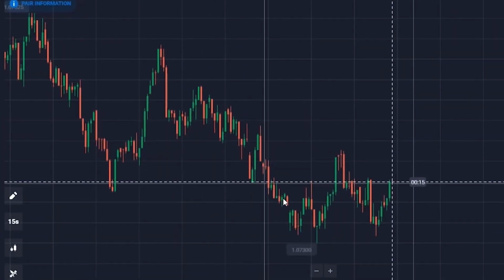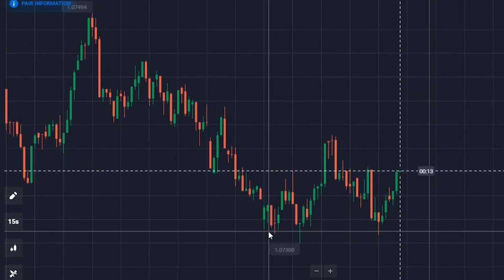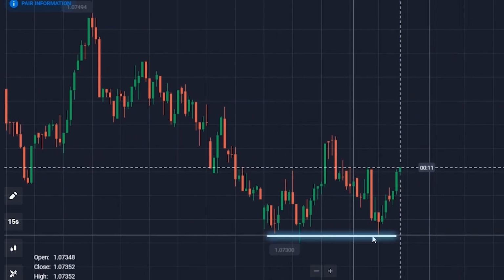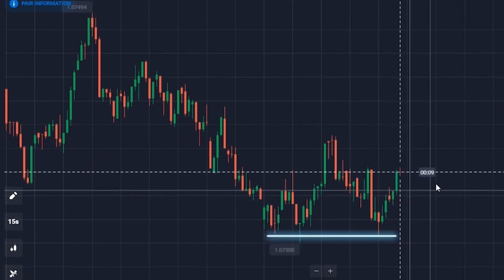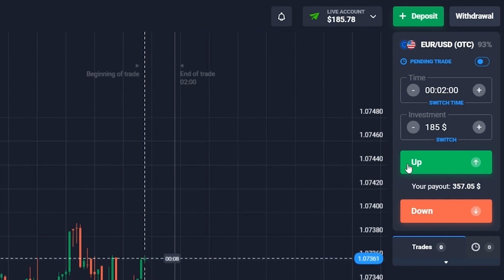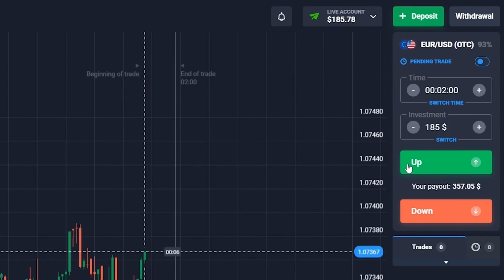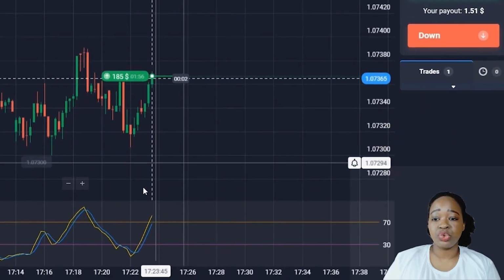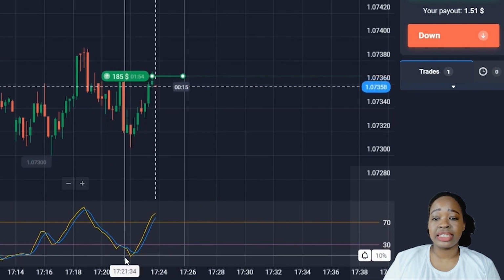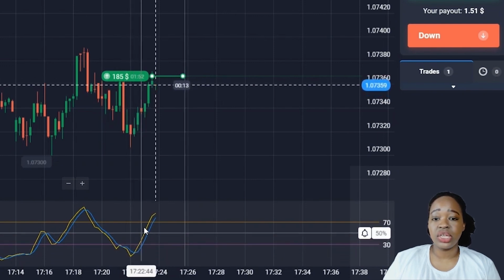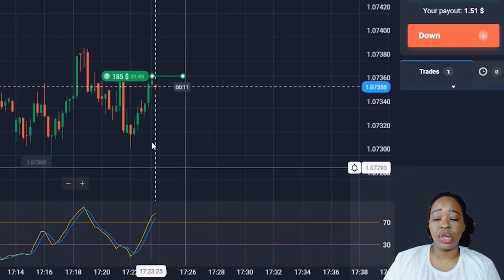Here the price is moving in a downtrend while the price is held by the support level, and at the moment it is moving upwards. In such a situation, I'm going to open a deal for 2 minutes on the upside because the indicator has crossed the moving lines and both lines touch the level of 70. So here I understand that the price has a potential for a rise here.